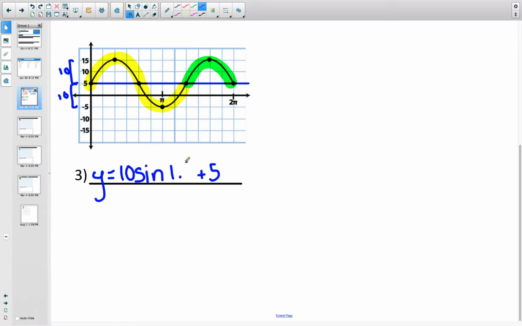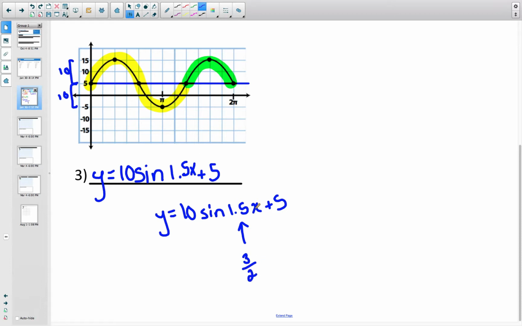So 1.5x. All right, let me rewrite that a little bit nicer. y equals 10 sine of 1.5x plus 5. If you want, instead of 1.5, you could do 3 halves.